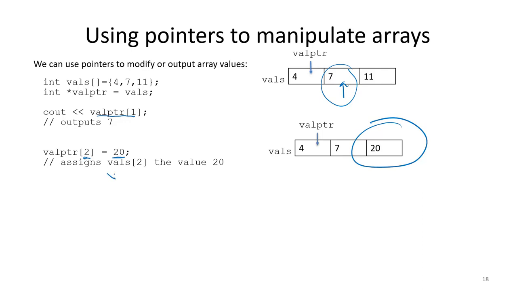I could also write asterisk val ptr plus 2 equals 20 to do the same thing. A lot of this syntax might seem a little bit confusing or redundant. So you might be wondering, why do we have this extra syntax? Why do we have these extra capabilities?